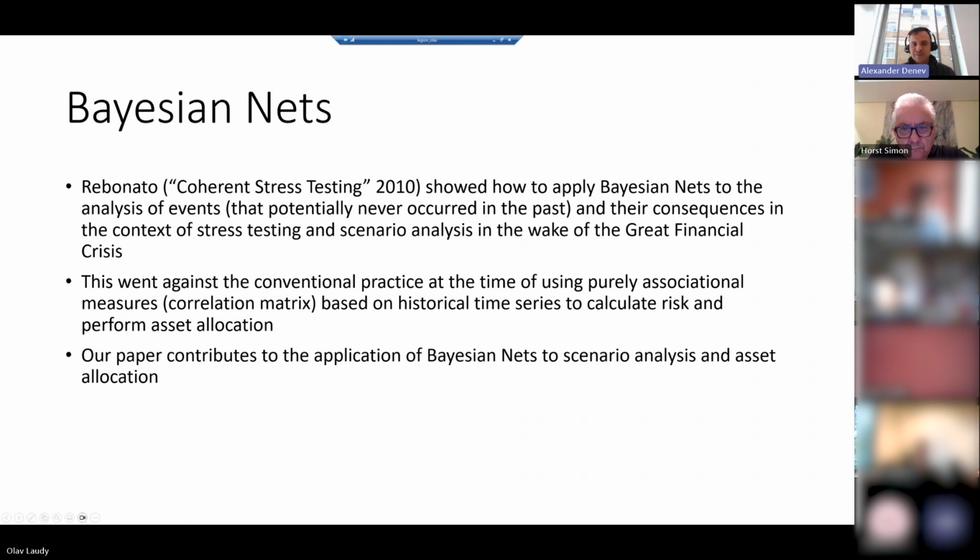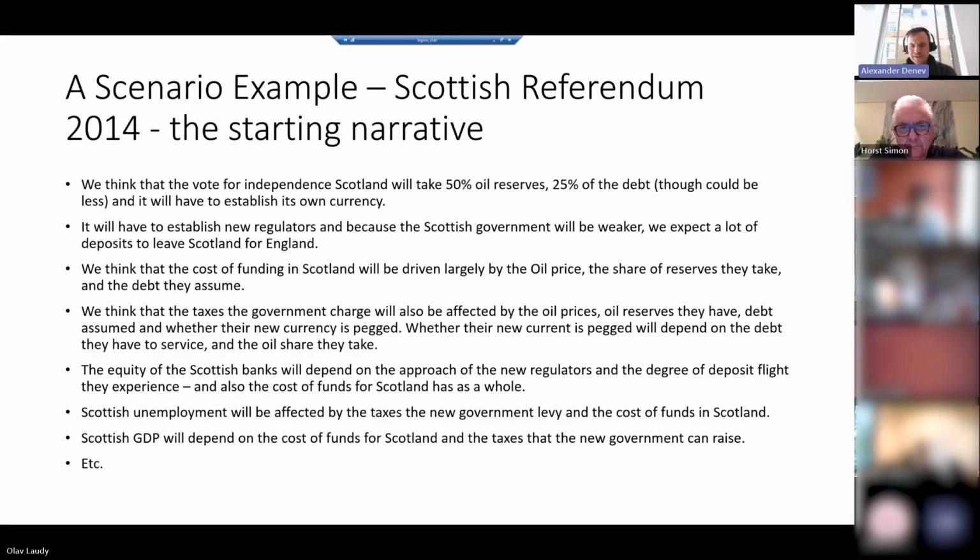So the question at the time that was answered in the book is, can we do something better? Can we have a causal approach, causal thinking, instead of relying potentially on spurious correlation, the correlations derived purely from historical data? And our paper contributes to that line of thinking. But let me give you an example of a scenario.